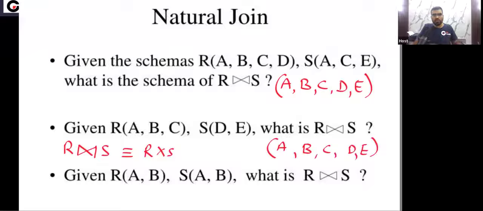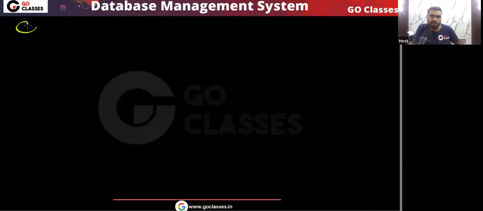Because there is no common attribute, natural join becomes the same as cross product. Here R(A, B) and S(A, B). What will be the schema of the natural join? That's it, AB. Tell me one thing, very interesting thing here. If you have R(A, B) and you are doing natural join with S(A, B), what will be the result?